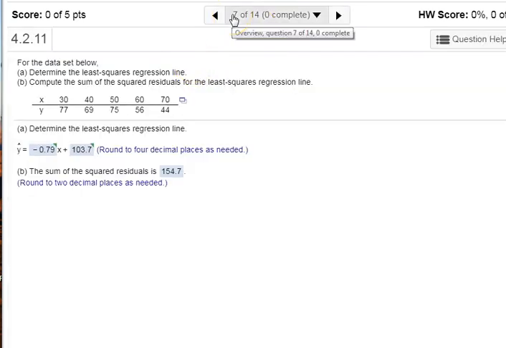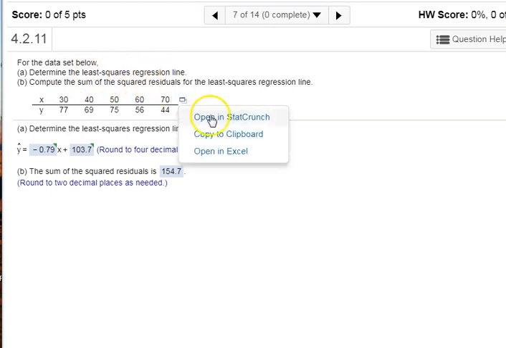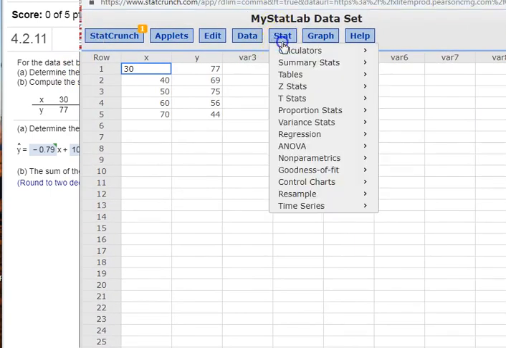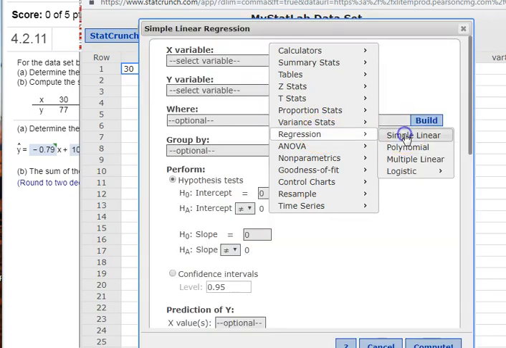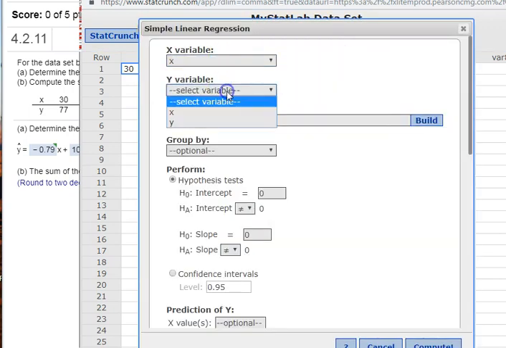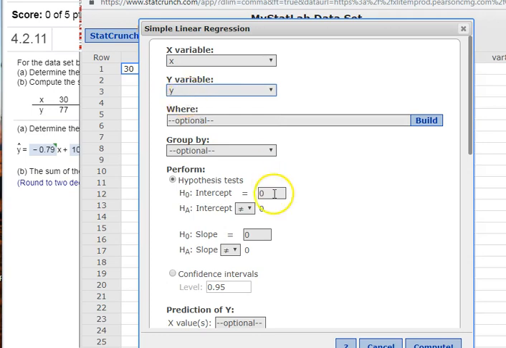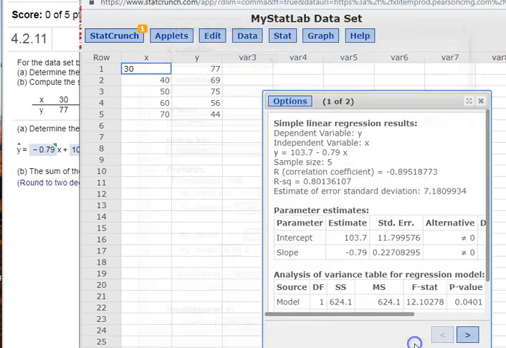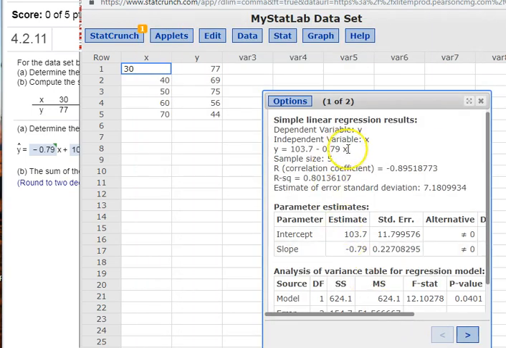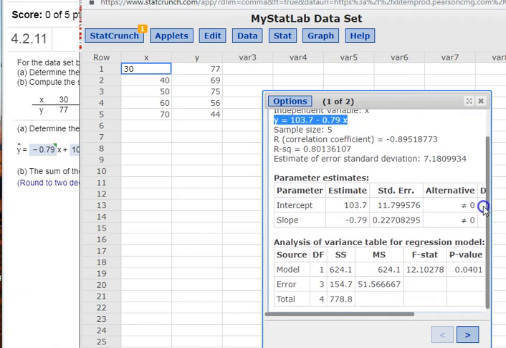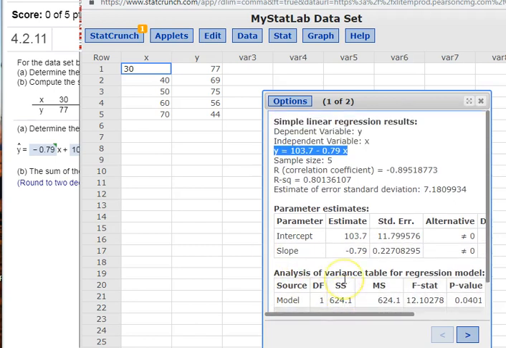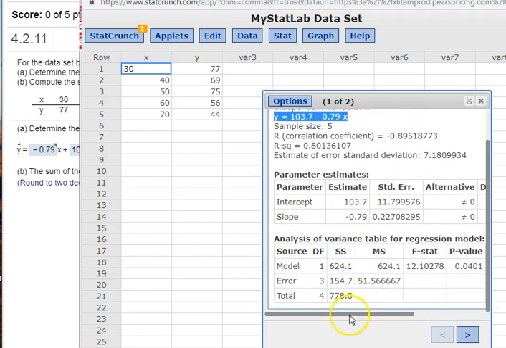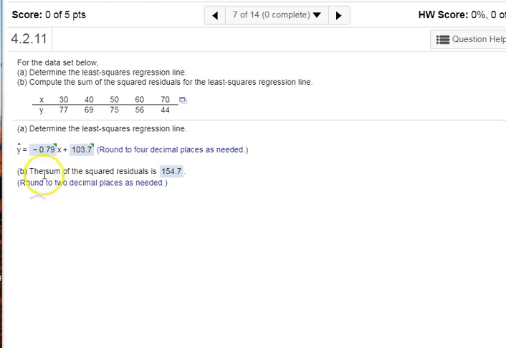For number 7, again, going to rely on StatCrunch. We're going to find our least squares regression line. So open the data in StatCrunch, Stat, Regression, Simple Linear. Our x variable, our explanatory, is called x, our response is just called y here. We want to hit compute. And so we get our equation, our least squares regression line. Then we just need to look down this bottom table here, and it has the information we need for the sum of the squared residuals.